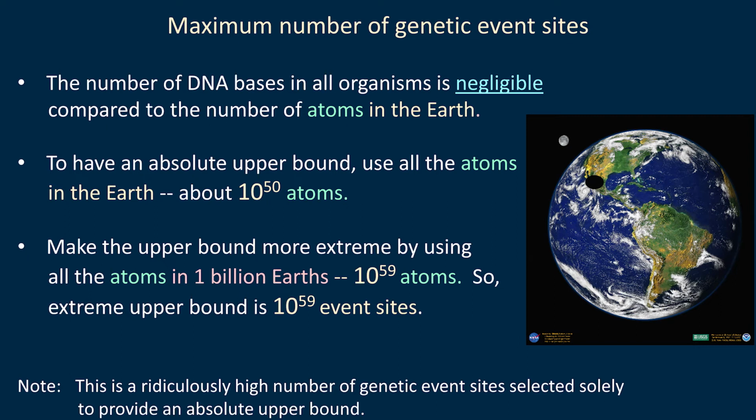Now we're going to make this upper bound more extreme by using all the atoms in 1 billion Earths, not just one Earth, but 1 billion Earths, and that'll take us to 10 to the 59 atoms. So this extreme upper bound gives us 10 to the 59th power event sites. And again, there is no possible way there's that many DNA bases in all organisms. So this is a very, very high estimate that's ridiculously high, and it's being selected solely to give us an absolute upper bound. I don't want anybody walking away thinking that this is something that I actually consider to be a decent estimate. Absolutely not, but it's to be a ridiculously high number to provide us an extreme upper bound.